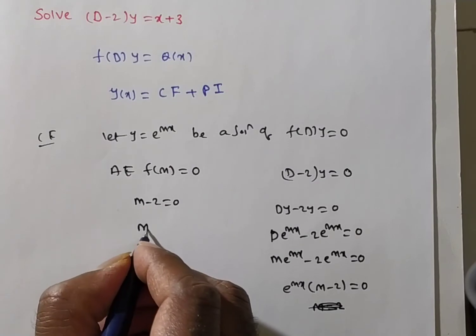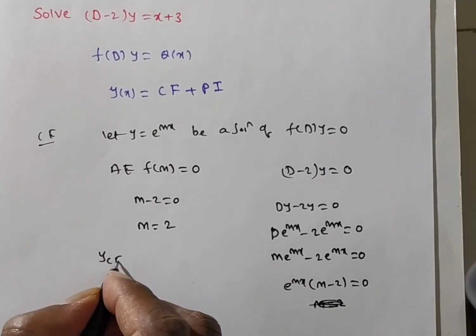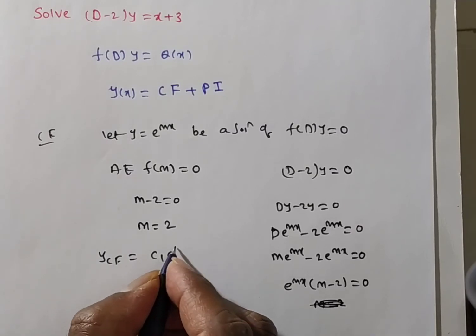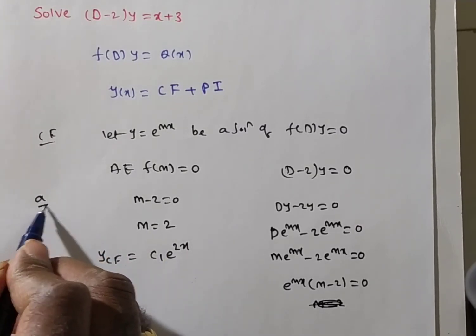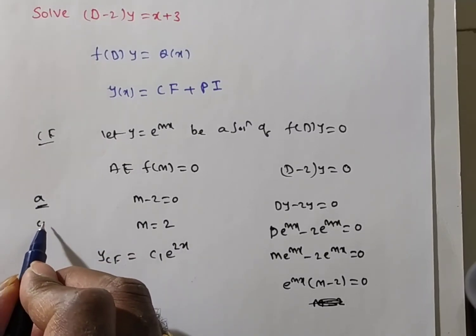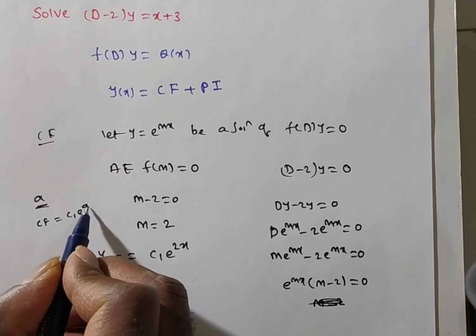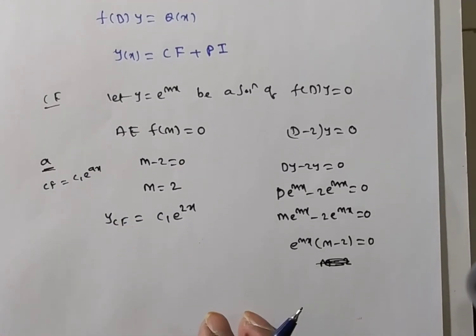Now from this, what you can say is the root for m is 2. Then in this case the complementary function y_CF = c1 e^(2x). Friends, whenever a is a root for f(D)y = Q(x), then you will get the complementary function c1 e^(ax). What is a here? You have 2. So c1 e^(2x) is the complementary function.